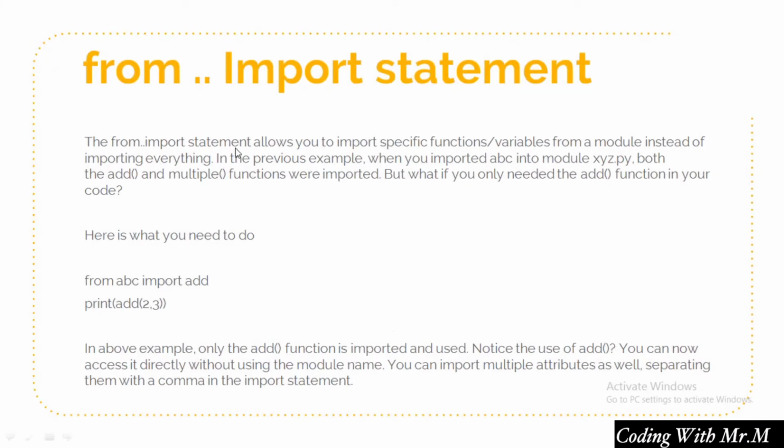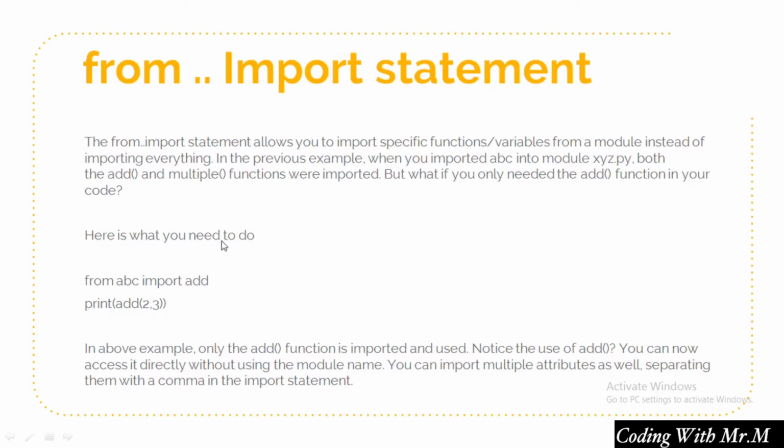First we will look at how we can import specific things from the module. This statement, which is basically from module name import the variable or function that we want to import, allows you to import specific functions or variables from a module instead of importing everything. So in the previous example, when you imported abc into the module xyz.py, both the add and multiply functions were imported. But what if you only need the add function in your code? Then we will actually use this statement.